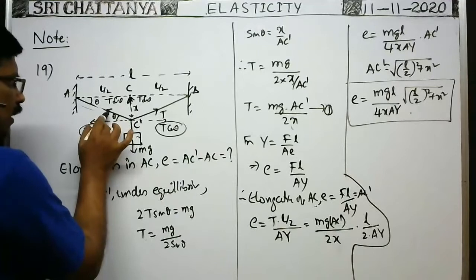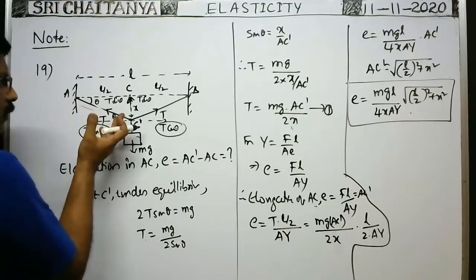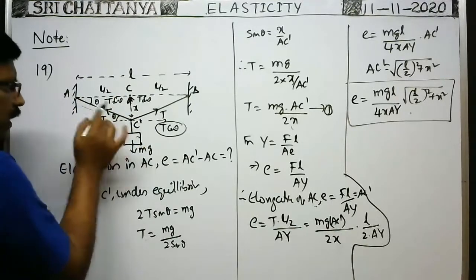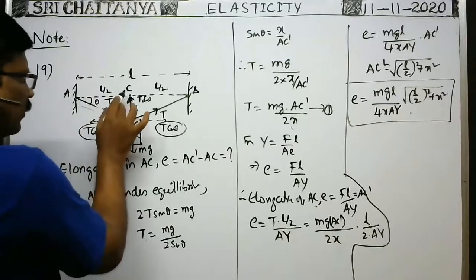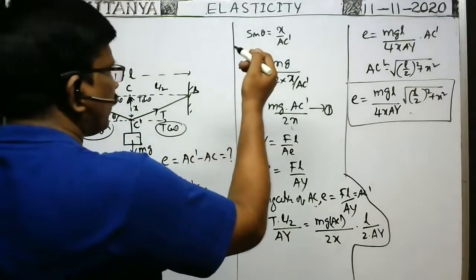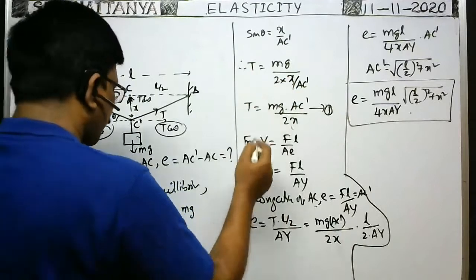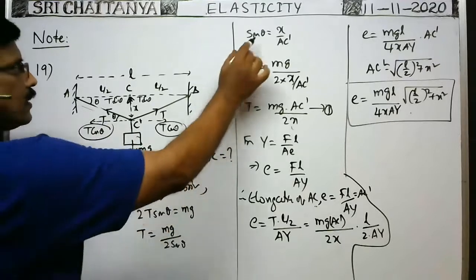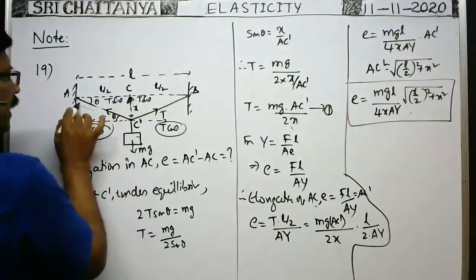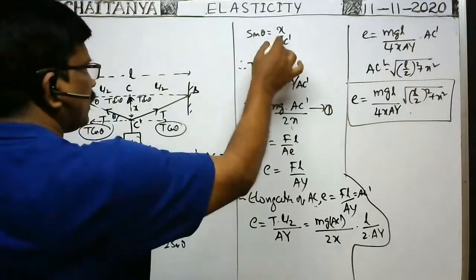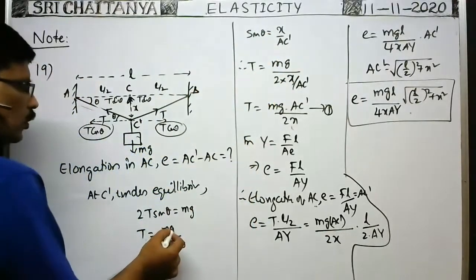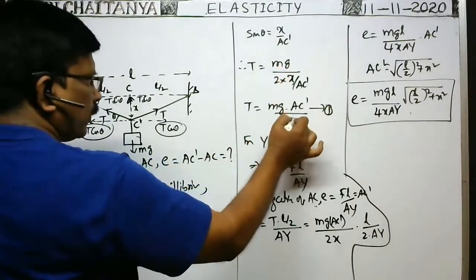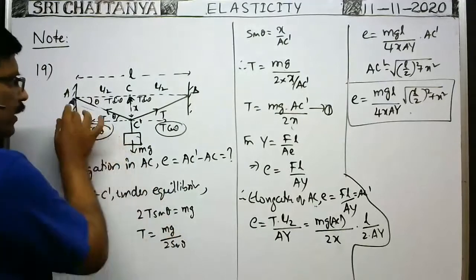When you know the tension in the string, the elongation of the wire can be found. Because of this tension only, the wire will elongate and occupy the position here. To find the elongation of this part of the string, use the definition of Young's modulus. Theta is not given, x is given, so sin theta can be written as x by AC dash, opposite by hypotenuse. So tension T is equal to mg by 2 into sin theta, that is x by AC dash, so T is mg AC dash by 2x. This is the tension.